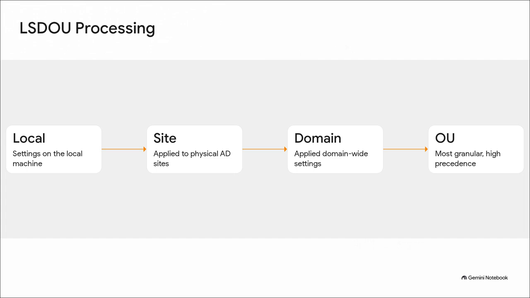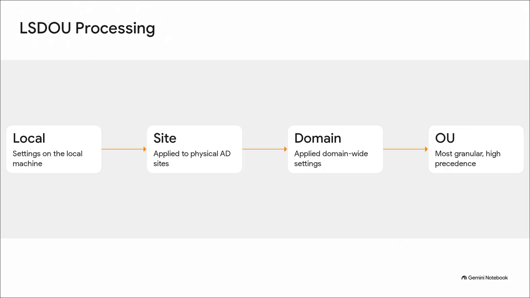Step 2. Site policies hit your physical network locations. Step 3 is domain policies, which blanket everything in the domain. Perfect for stuff like your baseline password policy. And finally, Step 4, OU, or organizational unit policies. Because OU policies apply last, they actually have the highest precedence.